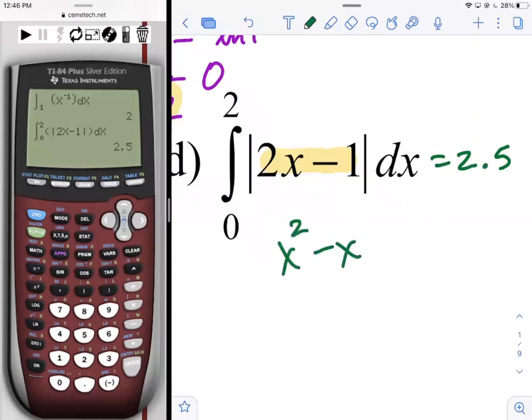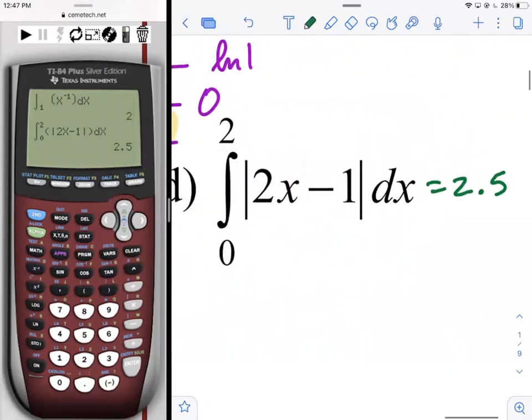It's x squared minus x, but is the antiderivative of the absolute value of 2x minus 1 just the absolute value of x squared minus x? No, no, no. So, golly, we're hamstrung. We really can't do anything except this.